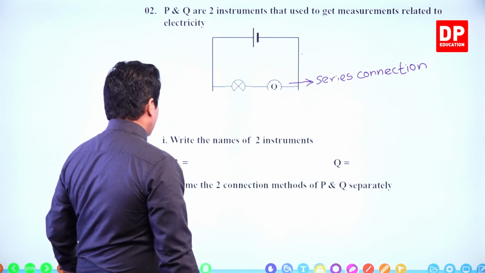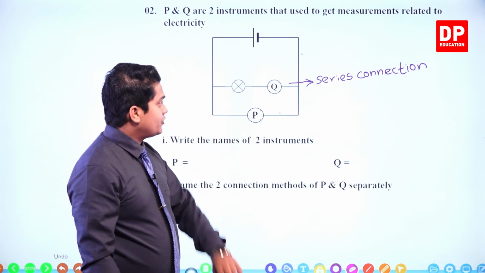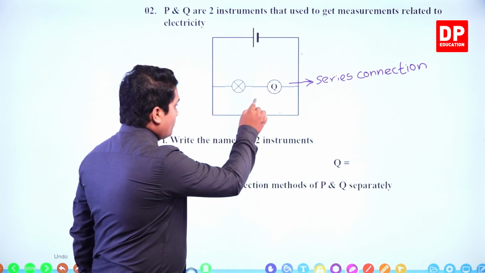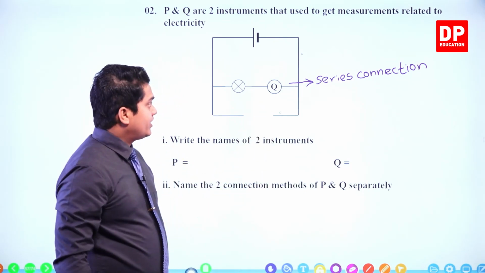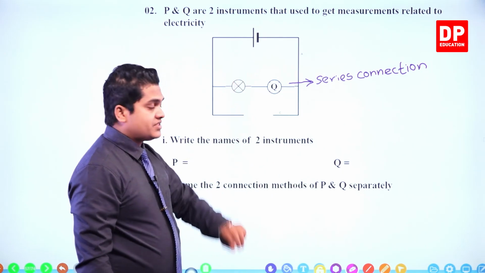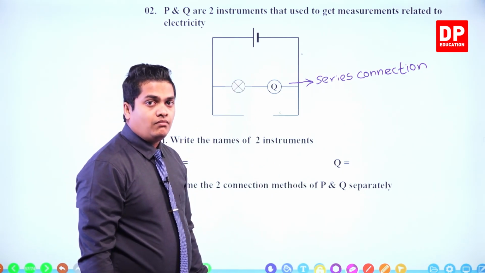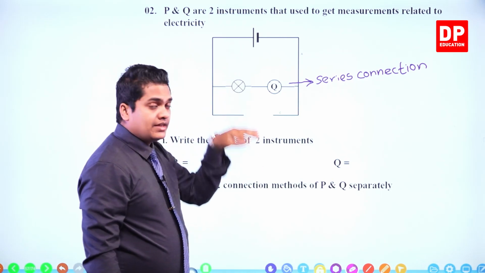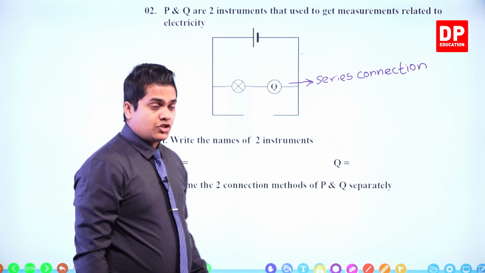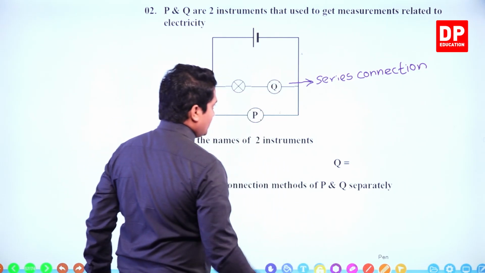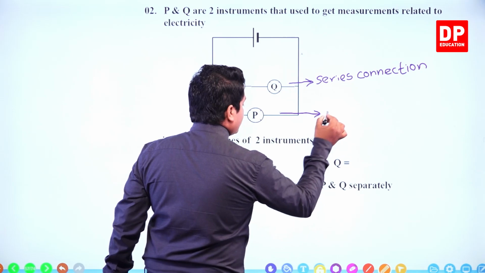Now you can check this very clearly, right? If I remove P, there is no difference. Even though I remove P, the above system is going to work. That means P and this system have a parallel connection. So we can write, this is a parallel connection.